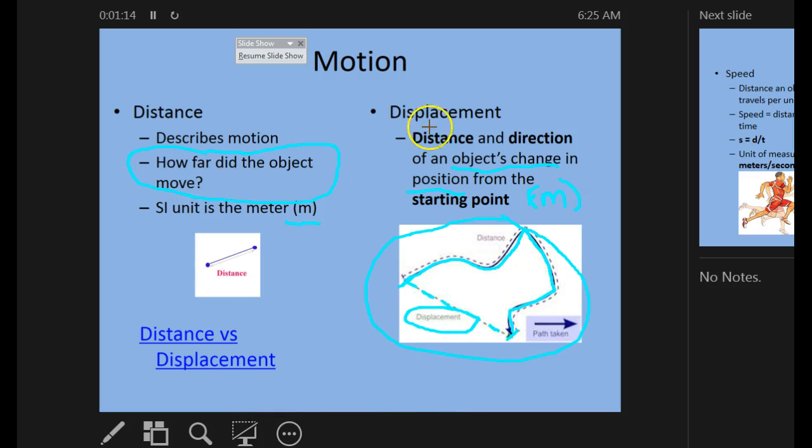Distance, how far did you move? Displacement, how far are you from your starting point? Both are measured in meters. Displacement can be negative, but the other cannot.